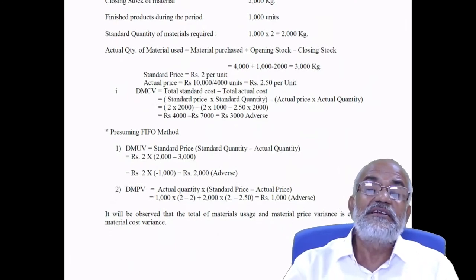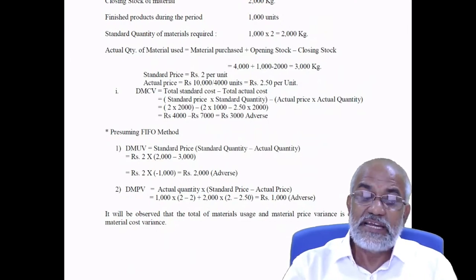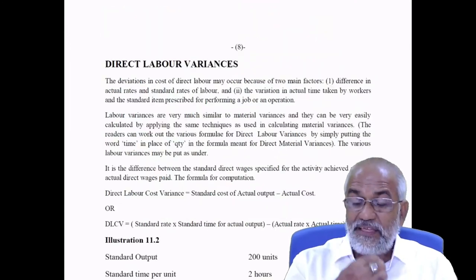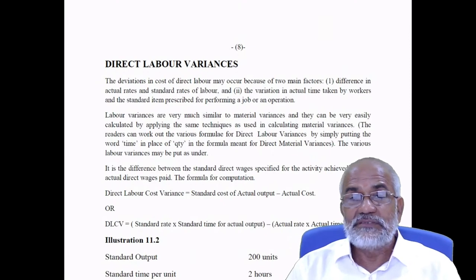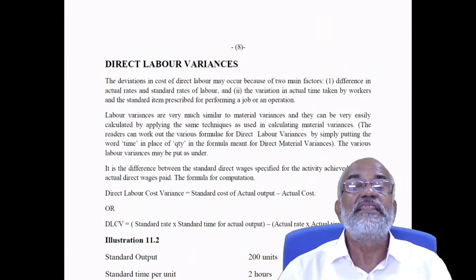So the resultant of the direct material cost variance is equal to the direct material usage variance and the direct material price variance. Then after the material is over, the major component of the cost is labor, and that is direct labor.